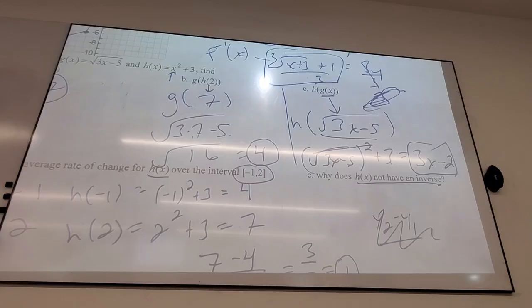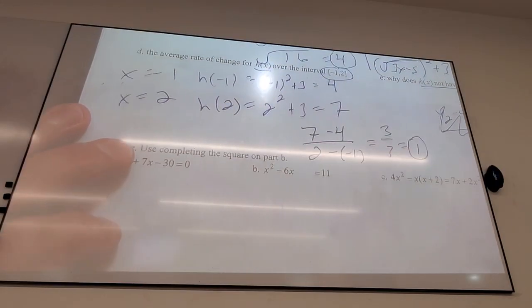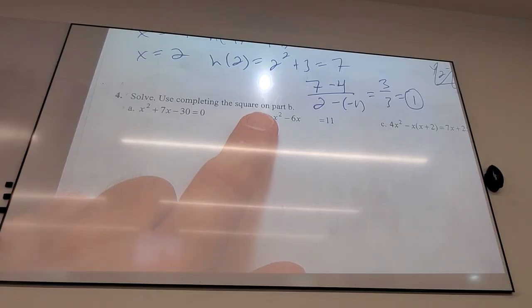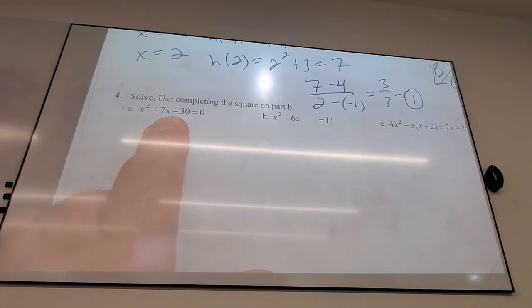All right, number 4, you only had to complete the square in part B. I'm really sorry to the person I started doing complete the square on.